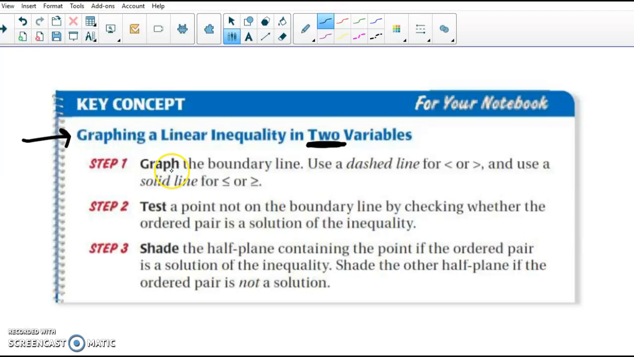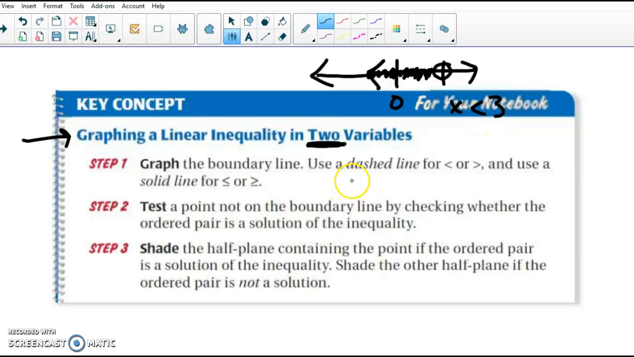So first we're going to graph the boundary line. So we're going to use all of those skills we've learned in chapters 3, 4, and 5 about graphing lines, and we're going to graph the boundary line. Then I'm going to apply that same concept as we used on a number line. We said if I had an inequality such as x is less than 3, I would use an open circle and shade everything to the left. That open circle told you that I used the less than symbol.